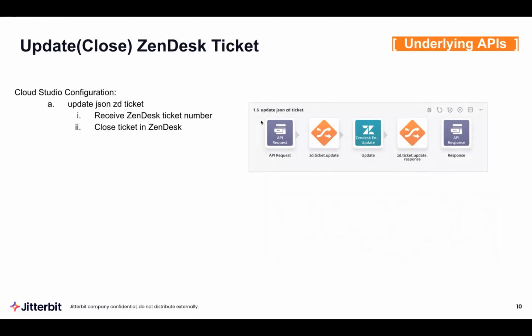So all we do is we receive a request. The request will contain a ticket number in Zendesk. And then we go ahead and we update that particular ticket. And again, as I said, in this particular case, we're interested in closing that ticket. So we are just hitting this update and updating the status of that ticket to closed, which effectively closes the ticket in Zendesk, and then we return a success or failure response.